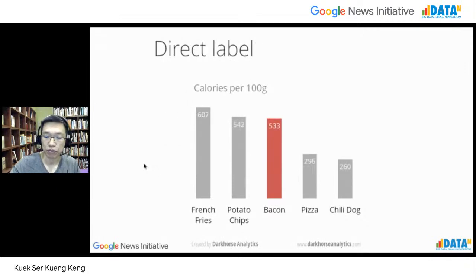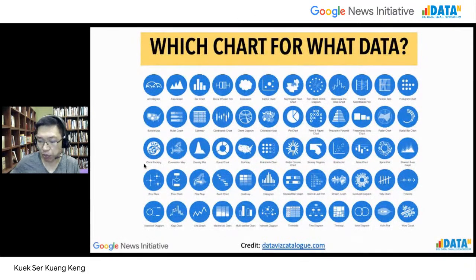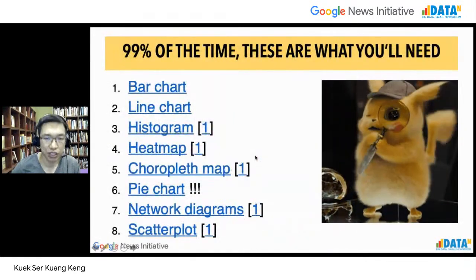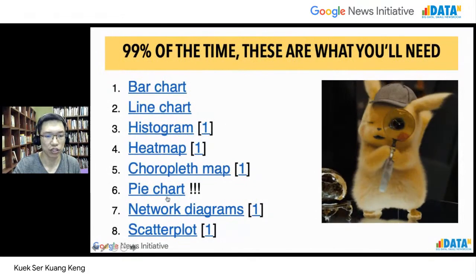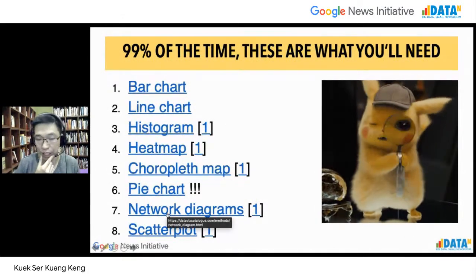Okay, cool. Then the next part of our presentation is about how do we choose the chart for our data. Okay, you can look at this slide here. There are 60 different types of charts. And in this world, there are more than 60 different charts. These are just some of them, right? But 99% of the time, you only need these 8 types of charts, right? So I'm going to go through all these different types of charts before we do our demo, right?